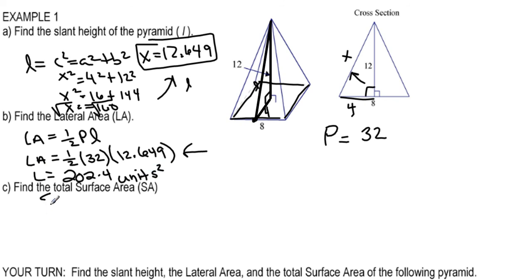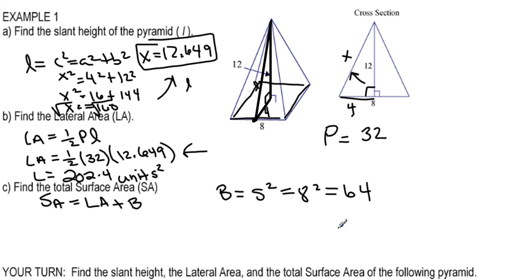Now to find the surface area, we take our lateral area and then add one of the areas of the bases. So we already have our lateral area, which is 202.4, so now we need the base area. Well, the base here is a square, and the area of a square is one of the sides squared. So the area of this would be 8 squared, which is 64. So now we have our lateral area and the area of our base. So we substitute our values.